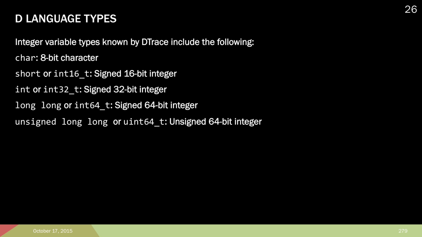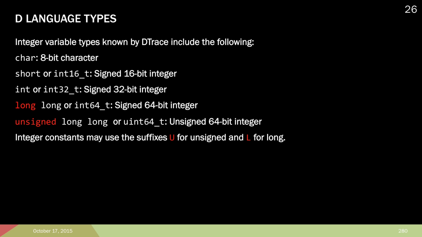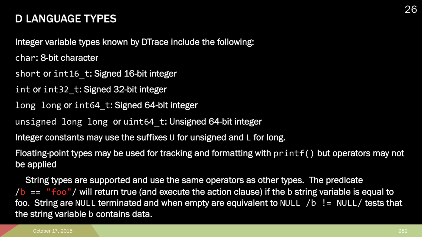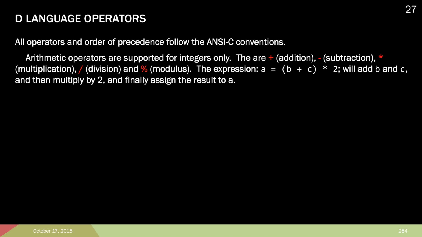DTrace supports 16, 32, and 64-bit signed and unsigned integers. U and L may be used instead of unsigned and long, respectively. Floating point types may be used for tracking and formatting with printf, but operators may not be applied. Strings may use the same operators as other types. Strings are null terminated; empty strings are equivalent to null.